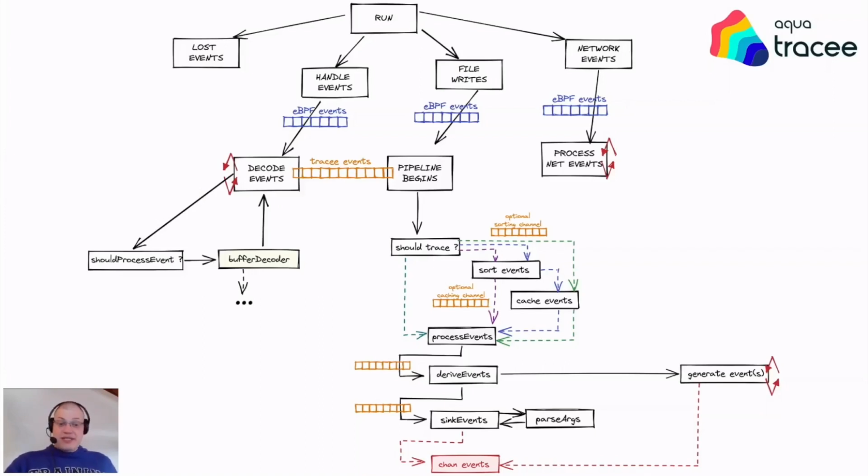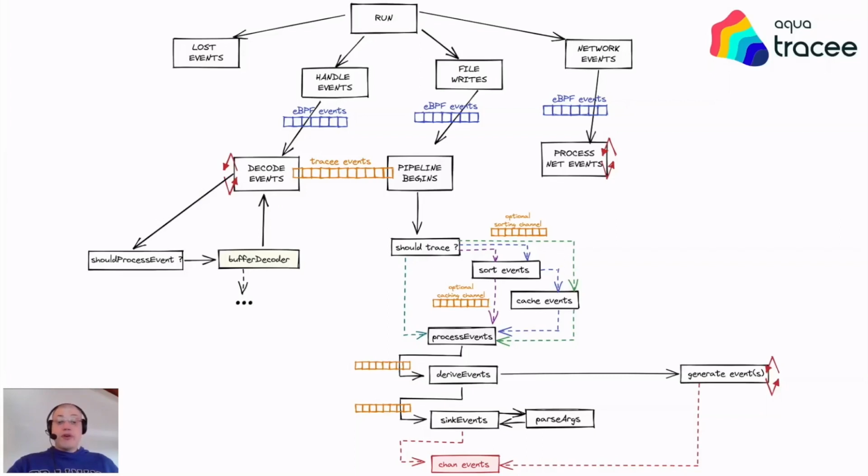Derive events. A single kernel event might generate one or multiple other userland-originated events with data from that event or from the saved context from previous events. It allows us to parse the event data, parse arguments from bits and bytes into human-readable arguments for the JSON output or the table output, for example.